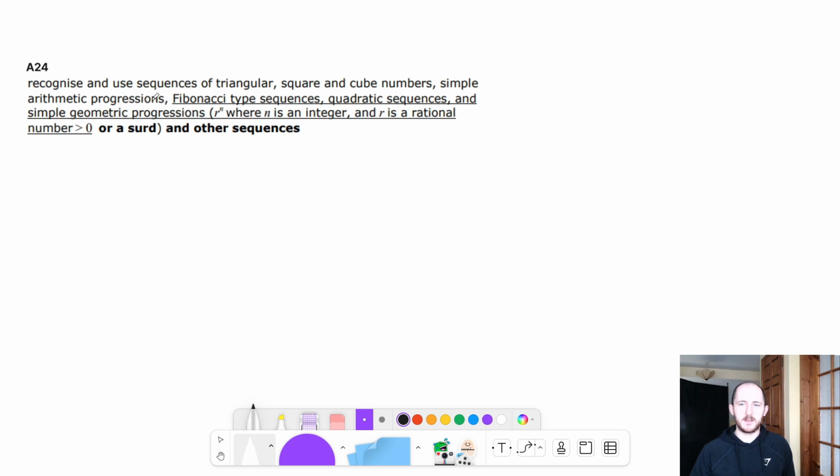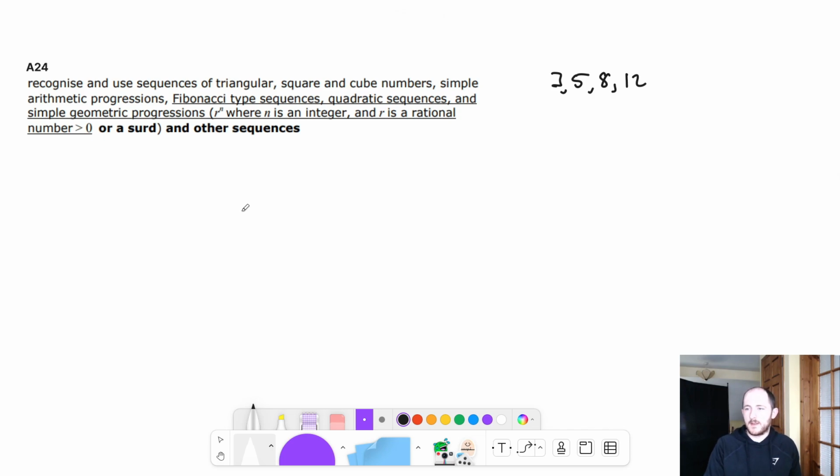You need to be able to recognize and use the sequences of triangular, square, and cube numbers, simple arithmetic progressions, Fibonacci, quadratic, and simple geometric progressions. If you're higher, the geometric progression might have a surd as the common ratio. With triangular numbers, the difference increases by 1 each time. Can you see I'm just increasing the difference by 1 each time?